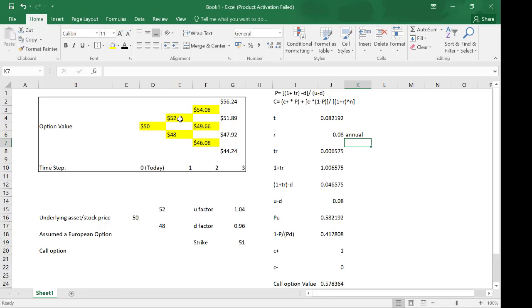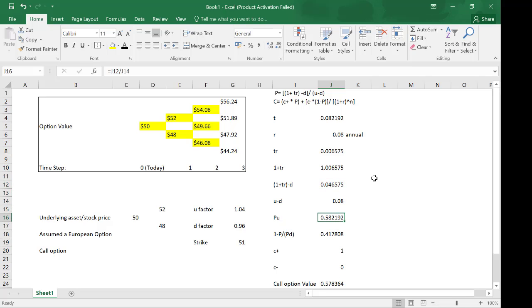To get a monthly interest rate, I've multiplied this interest rate with the time period. Then 1 plus T times R, which is 1.006575, this expression, minus D, which is the down factor, and this whole thing divided by U minus D, which is the up and the down factor. So the probability of going up, J12, is (1 plus T times R minus D) upon (U minus D).